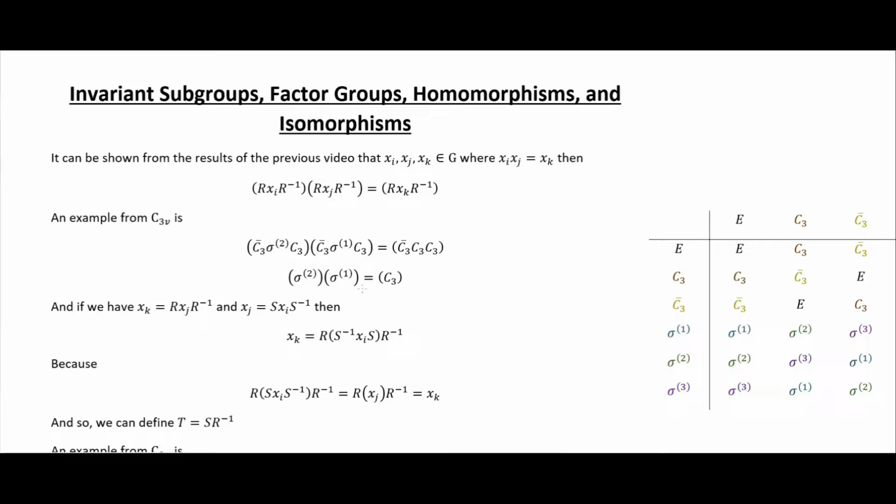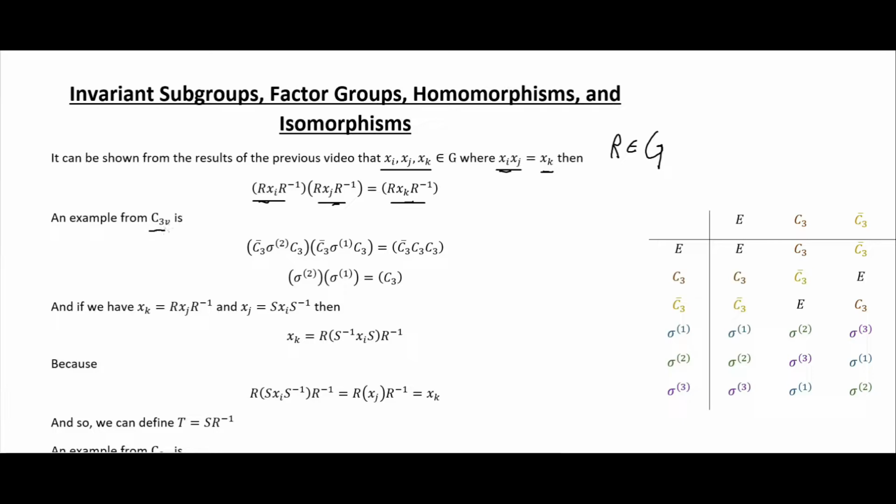It can be shown from the results in the previous video that if we have these elements that are each an element of our group G, where two of them using our binary operation gives us another member of that group, then if we surround each one with elements R from our group, R is also an element of our group. We can do this for any elements R of our group, and we should get the same thing. If we have this equal to this, then surrounding each one of them with those elements will get us the same thing.